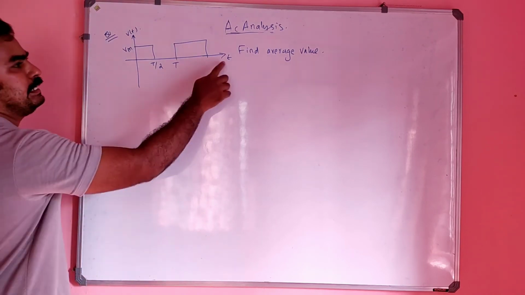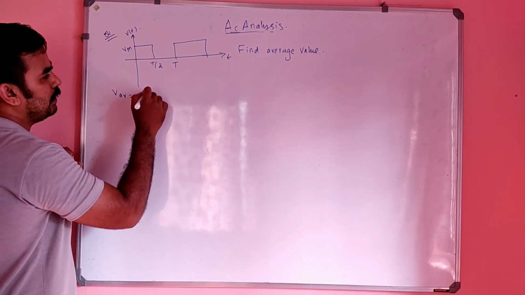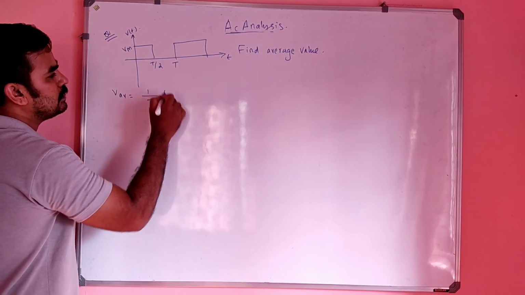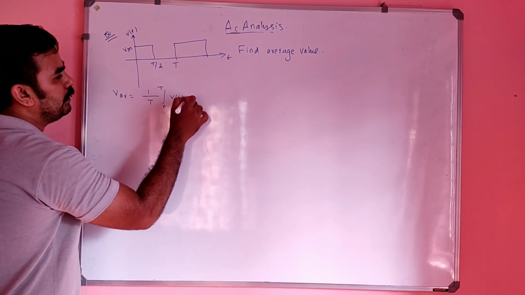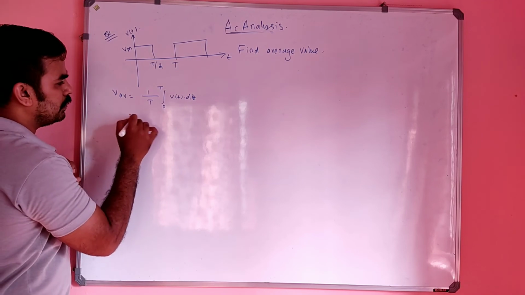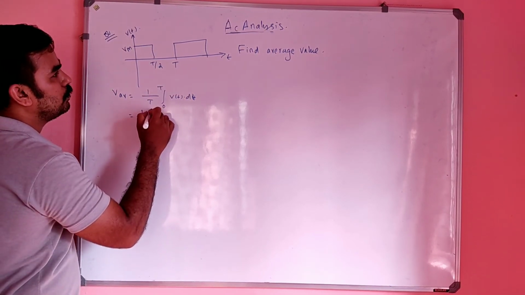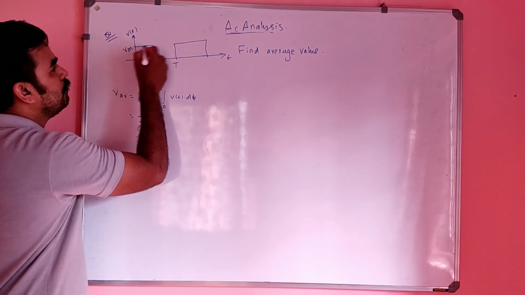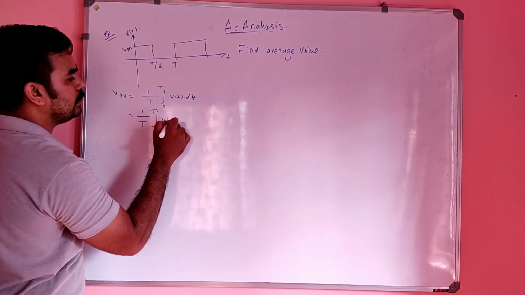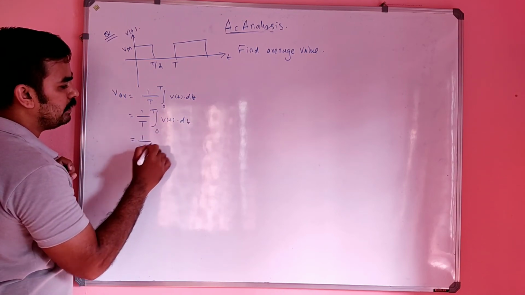So again, it is a t axis now, so we can apply the equation. V average is nothing but 1 by T integral 0 to T of v of t dt, right? I will write v of t dt once again and explain. So it is nothing but 1 by T.